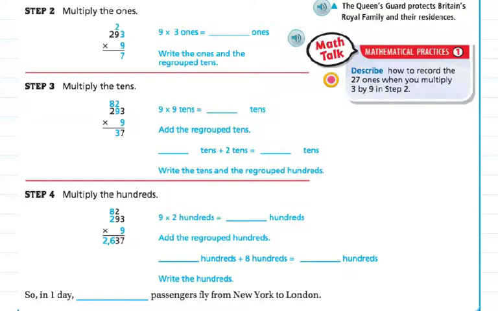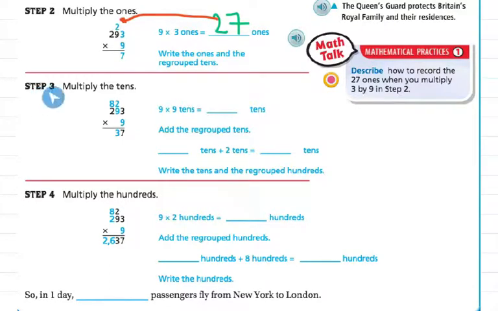Next, we're going to multiply the ones. So we have 3 ones times 9, and we get 27 ones. Next, we're going to write the ones and the regroup tens. So the 2 is the regroup tens, so that's what we write on top of the next place, which is the tens place.